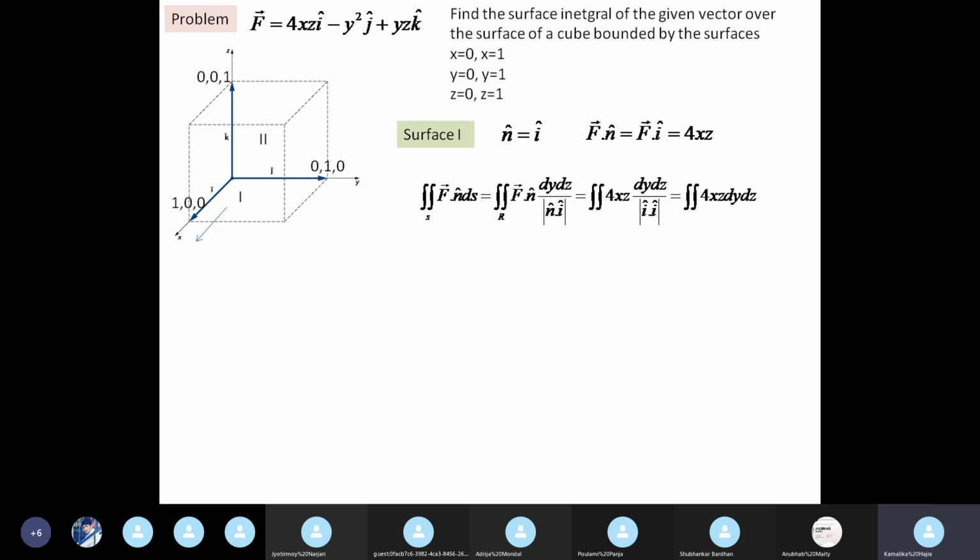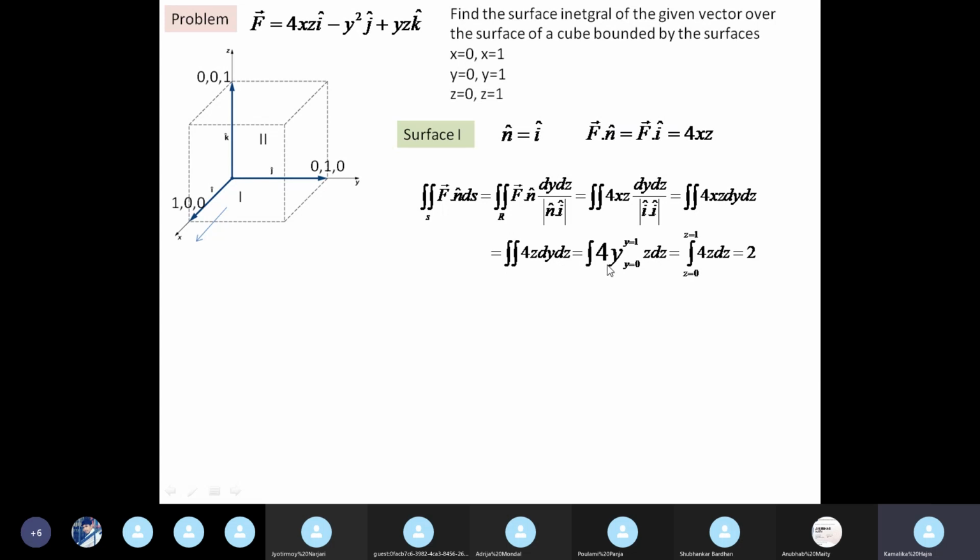Okay, we have to integrate. We can see there are 2 variables, y and z, and we have to integrate using the boundaries. Now, at this surface here, the value of x is fixed at 1. This is the x equal to 1 surface. So on the first surface, the value of x is fixed at 1. It doesn't change, right? It is same over the entire surface. So we can write 1 instead of x. So it comes out to be 4z dy dz.